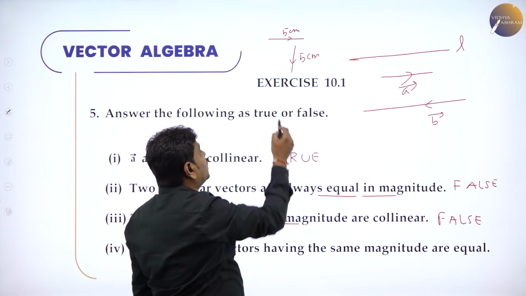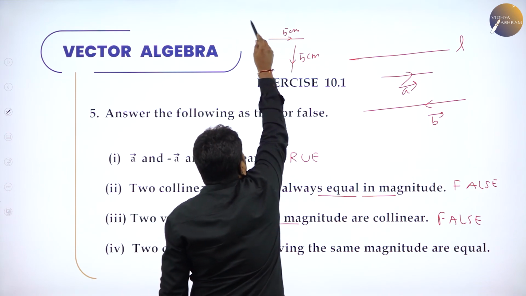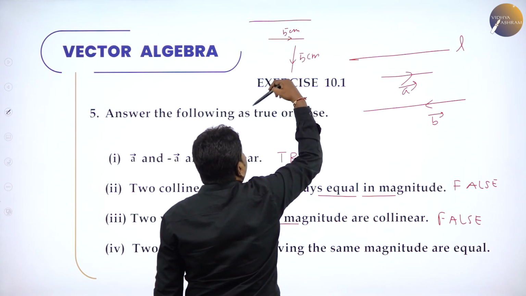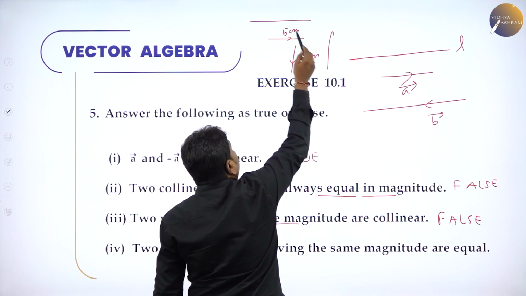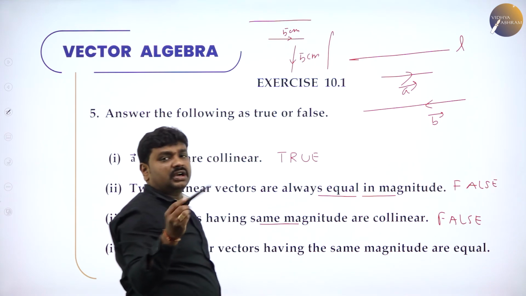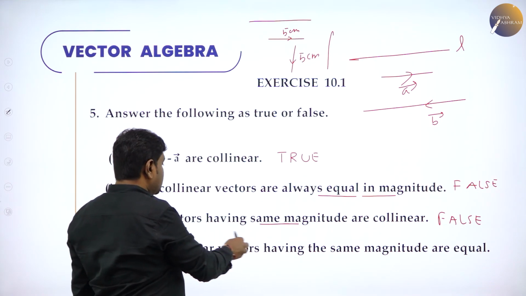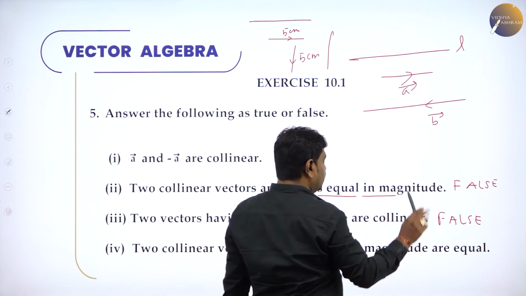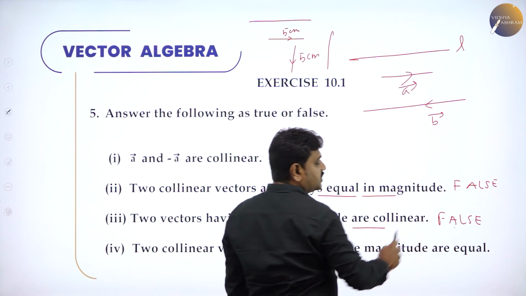Both have the same magnitude, but they are not collinear. Why are they not collinear? I can't draw a common parallel line for both. If I draw a line parallel to this, it will not be parallel to this. Or if I draw a line parallel to this, it will not be parallel. So they have the same magnitude, but they are not collinear. So two vectors having the same magnitude are collinear, they told, it is false.